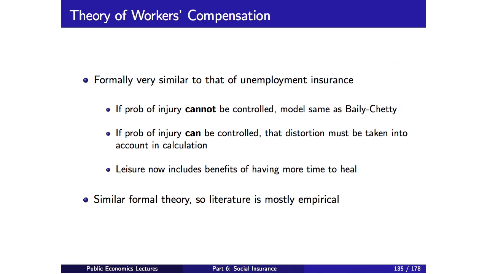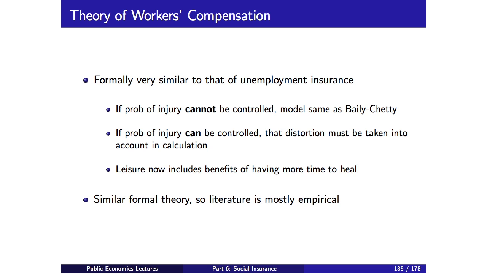Okay, so the theory of workers' comp is formally very similar to that of unemployment insurance. So if the probability of injury can't be controlled, let's say whether you get hurt or not is not something that's elastic to the level of benefits, which was probably a plausible starting point, and so the only margin of response is how long you stay out of work. Then it's totally isomorphic to the type of models we've been talking about, because whether you call the decision job search or how quickly you heal and come back to work, it's mathematically basically the same thing.